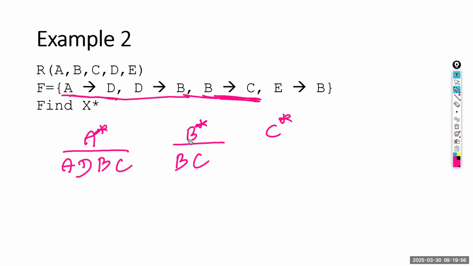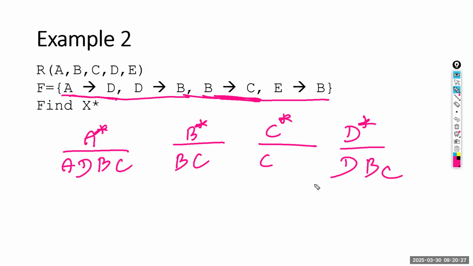Okay. This is A closure, this is B closure. Now I'm into the C closure. By reflexivity, C determines C. Then there's nothing I can extract because C is not on the left side for any of these. So that's all. Then what about D closure? By reflexivity, D determines D. Then D determines B. Then D determines B and B determines C means D determines C. And that's all. So therefore, D functionally determines D, B, and C, or B, C, and D. So then I have E closure.